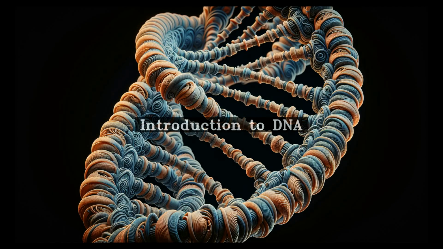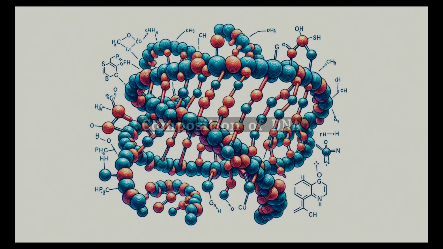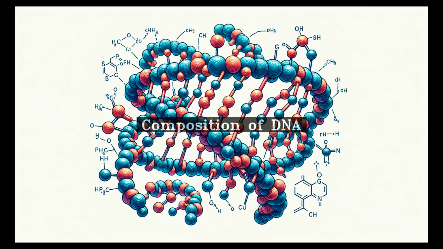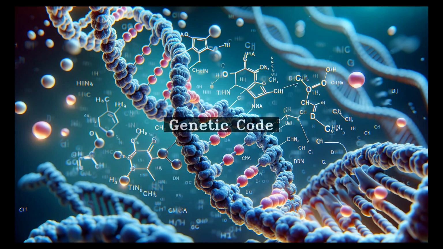Deoxyribonucleic acid, commonly known as DNA, is the blueprint of life found in every living organism. DNA is made up of molecules called nucleotides, which include a sugar group, a phosphate group, and a nitrogen base. The sequence of the nitrogen bases adenine, thymine, cytosine, and guanine determines the genetic instructions.